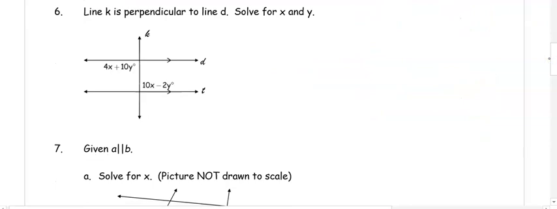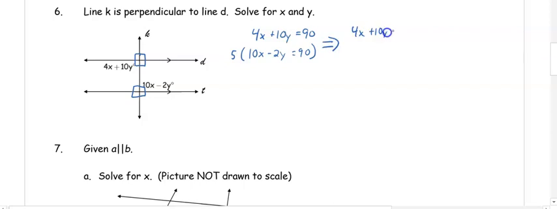Number 6, line K is perpendicular to line D, solve for x and y. Well, D and T are also parallel, so if K is perpendicular to D, it is also perpendicular to T. So we have 4x plus 10y equals 90. 10x minus 2y equals 90. This time, in order to eliminate a variable, I'm going to multiply the second equation by 5 because we already have our opposite signs. So we have 4x plus 10y equals 90, and we have 50x minus 10y equals 450.